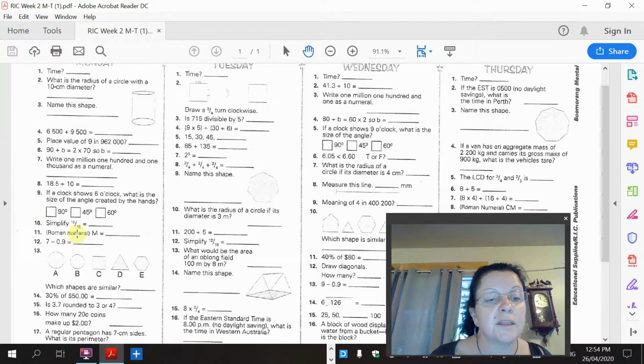Simplifying 10/15ths, we just find the number that fits inside both numbers. So the number that fits inside both is 5. So how many times does 5 go into 10? And how many times does 5 go into 15? And then write it over there. I'm not going to tell you that.